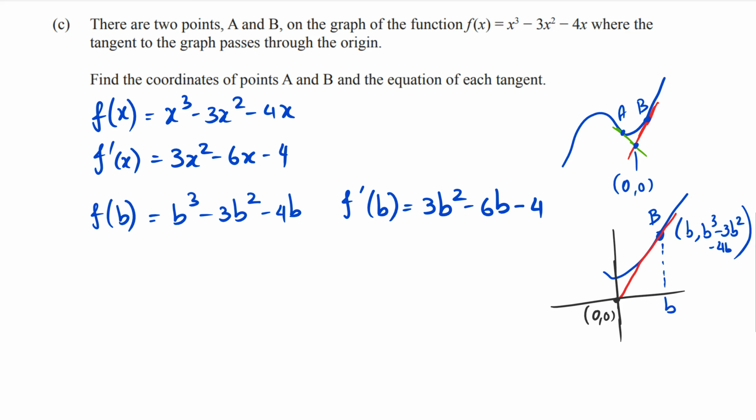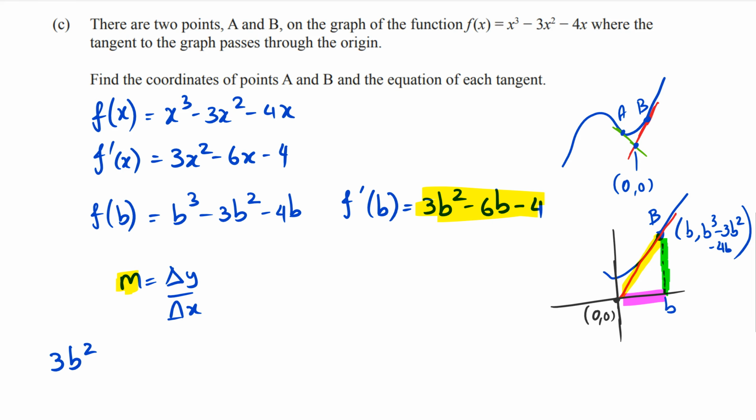Now looking at this, here's where the little cheekiness comes in: because it goes through the origin, we can say rise over run is equal to the gradient. Yeah, because we know that the gradient is change in y divided by change in x. Now, we know what the gradient is, because the gradient is 3b squared minus 6b minus 4. So that's that yellow part there. That's the gradient. So I'm going to write that down here.